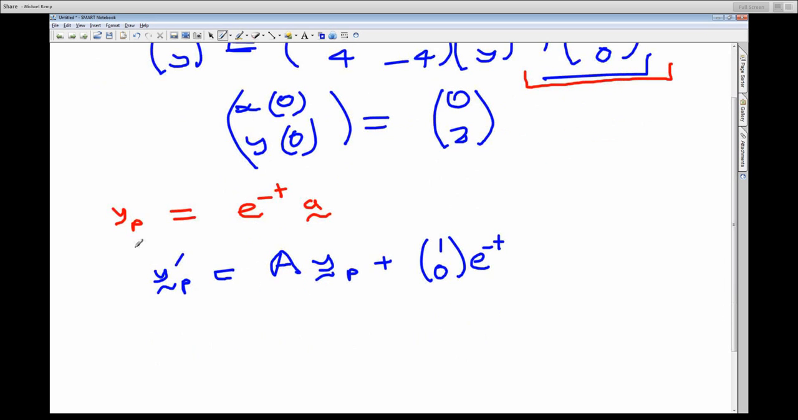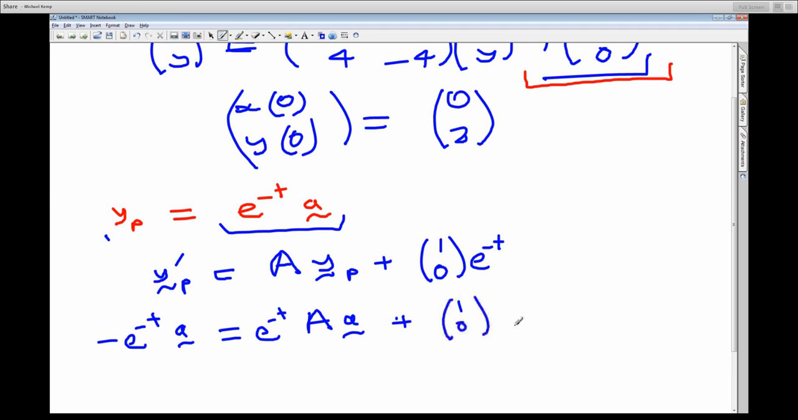So subbing in this expression, I want to differentiate this with respect to time. The derivative of a is just a constant vector, and the derivative of e to the minus t is minus e to the minus t. On the right, for A y dash, well, the e to the minus t is a scalar, so I can just take it right out. It says A times a plus (0, 1) e to the minus t. So I just subbed it in.